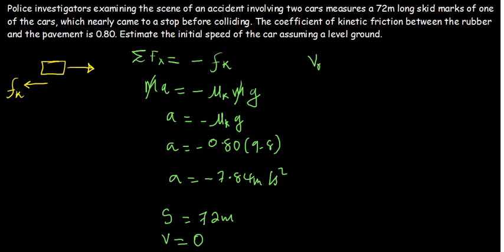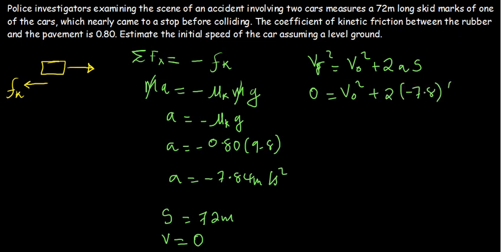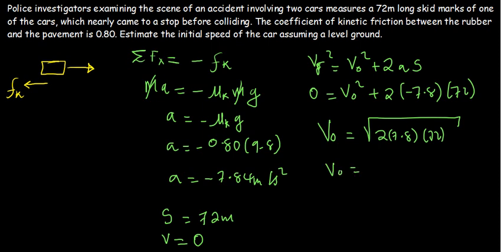Final velocity squared is equal to initial velocity squared plus 2 times acceleration multiplied by distance. So final velocity is 0. The initial speed is what we want, plus 2 times the acceleration, negative 7.8, times the distance, 72. If I take this term to the other side, this negative will no longer be there, it becomes positive. And then I'm going to square root both sides to remain with velocity. So that will be 2 multiplied by positive 7.8 multiplied by 72. Therefore, the initial velocity is going to give us 33.6 meters per second.